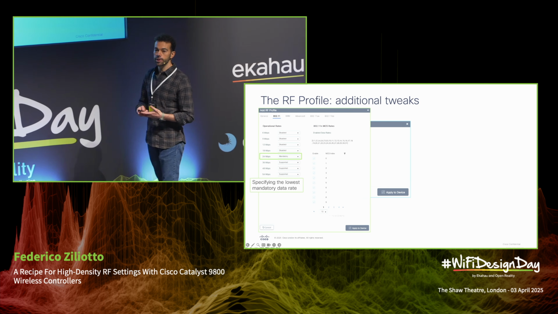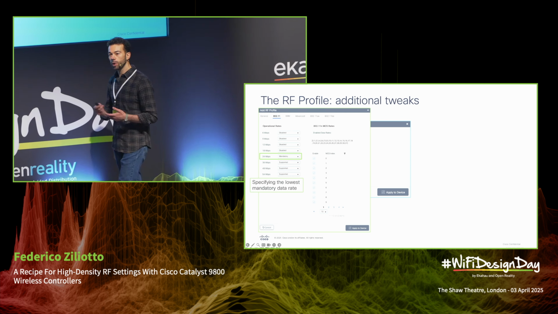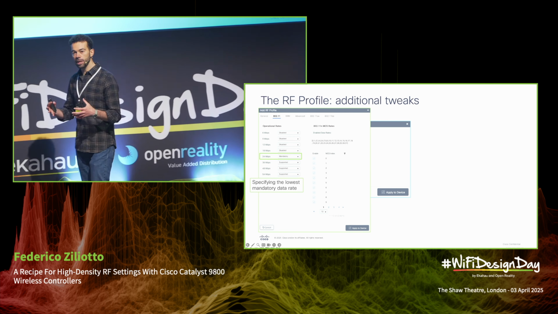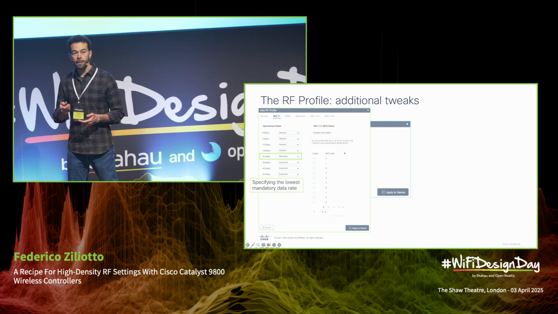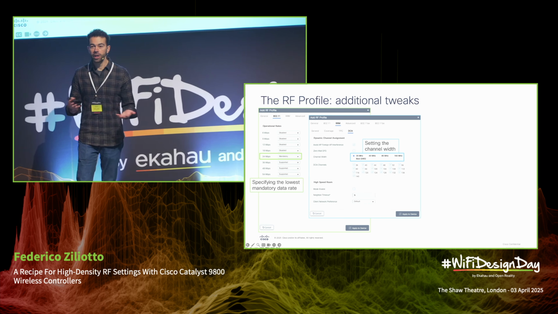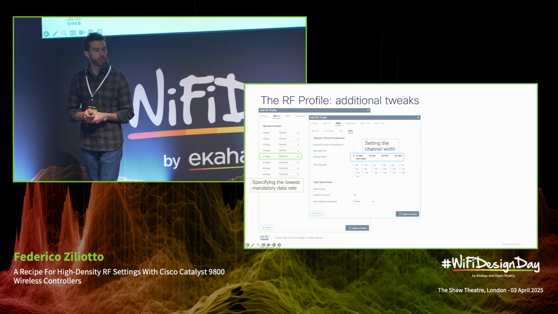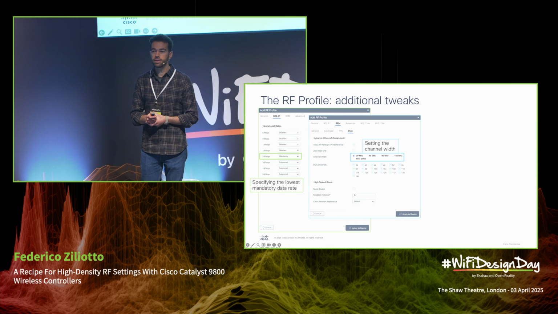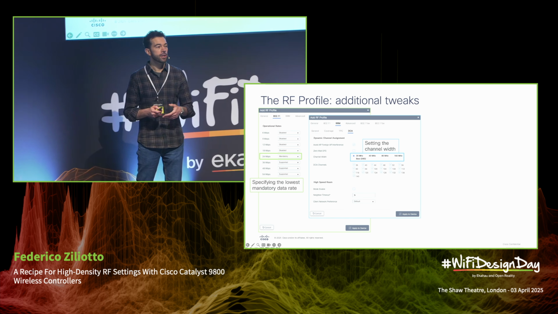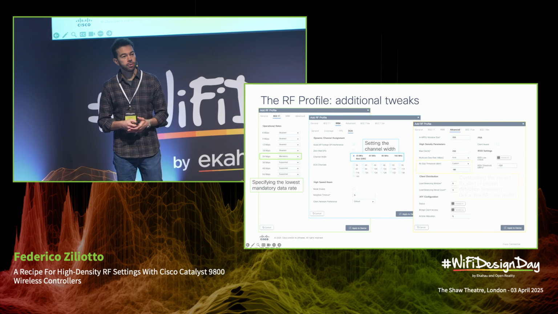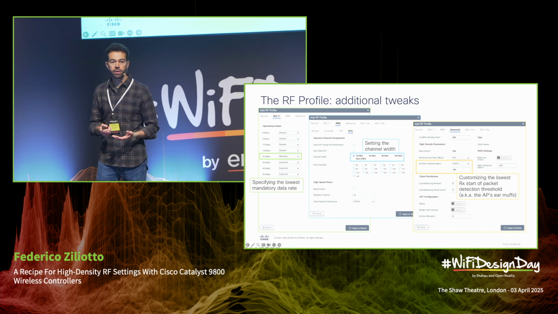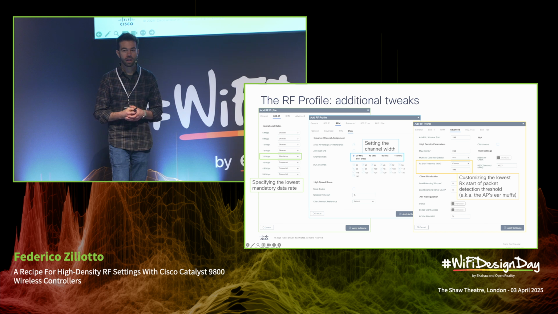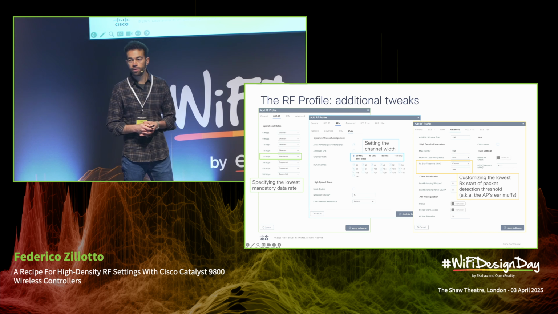Lowest mandatory data rates: in high-density deployments, we like to bump up the lowest mandatory data rate to keep the cells a little bit smaller. Channel width: we're keeping 20 megahertz channel width everywhere on 5 gigahertz. We don't even think about going beyond that for high density. Or even some more advanced stuff, like the receiver start of packet detection threshold, to make the access points a little bit less sensitive to signals that are maybe too far away.